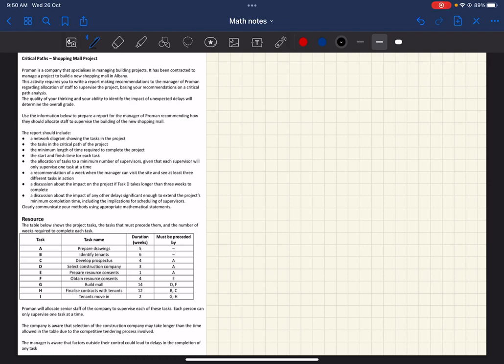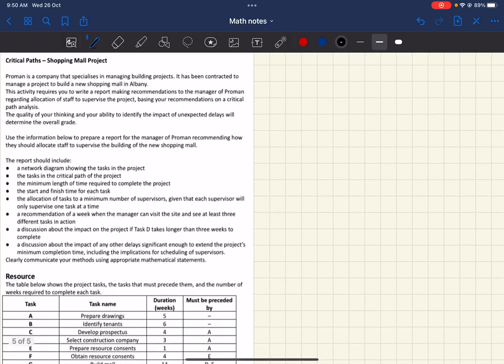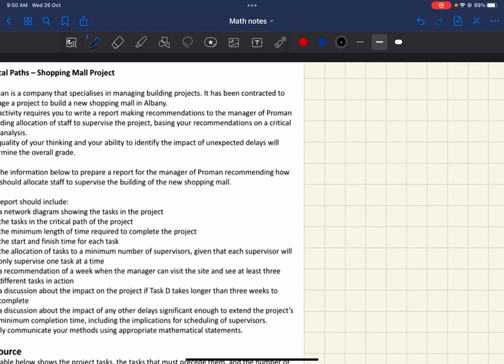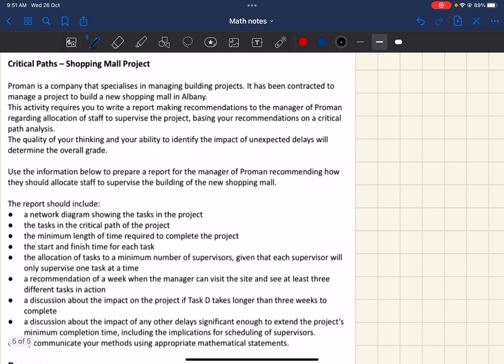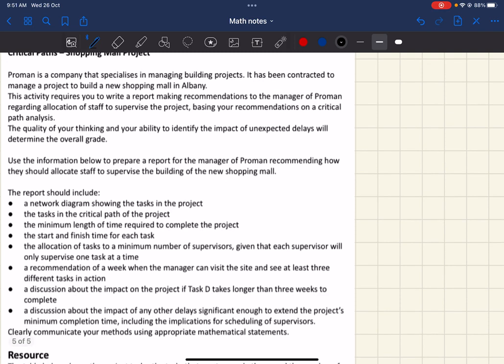In this video, I'm going to go through how to find the critical path and minimum time needed to complete this project here. So let's go through the beginning of the project. And by the way, this will be up to Achieved, and then the Merit and Excellence will be in the following video or videos. Proman is a company that specialises in managing building projects. It has been contracted to manage a project to build a new shopping mall in Albany. So this is the project that we're doing.